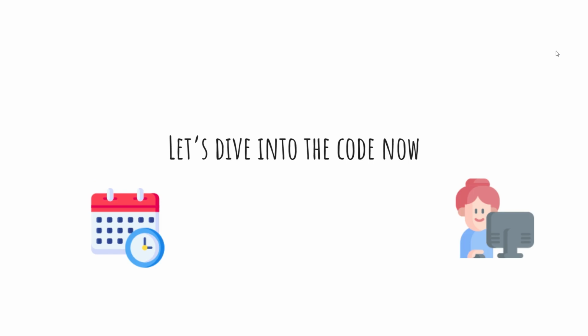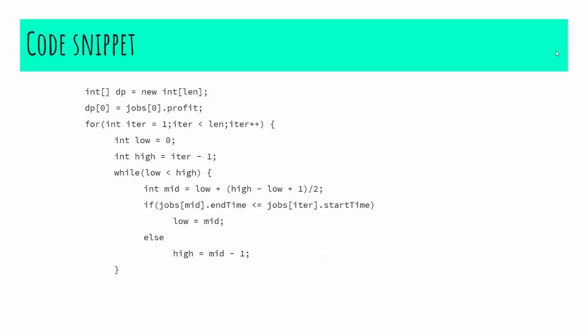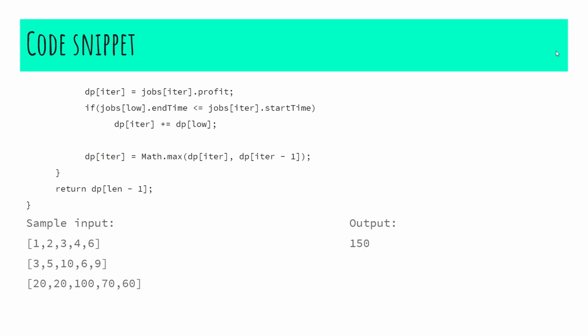Now let's dive into the coding portion. This is the code snippet in Java. Here I'll be performing iterations to create instances of job, and then I'll be sorting them such that the end time of the job keeps increasing. Here I'll be performing a binary search in order to find which job can be done without overlapping if I tend to pick the current job. And at last, I'll be comparing the maximum value and I'll be retaining the value which is maximum.